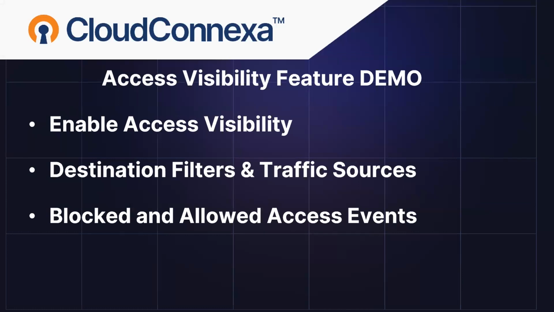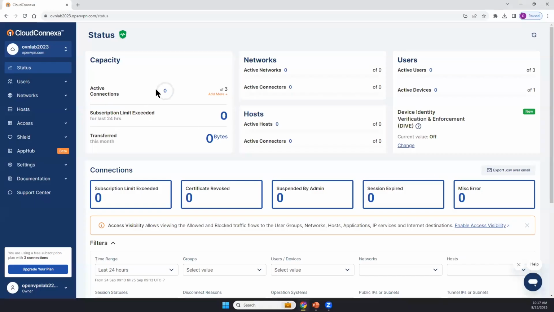So this was basically a quick introduction about access visibility. It's going to make more sense once we look at it through the admin UI. The first part, I'm going to show you how to enable access visibility on your portal. Then we're going to look at destination filters, traffic sources, and the blocked and allowed access events. And then we're going to look at a couple of different scenarios that may happen on your network from your users. So let me go ahead and bring up the admin user interface.